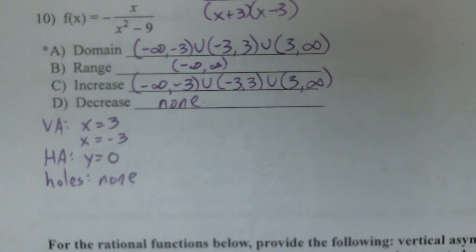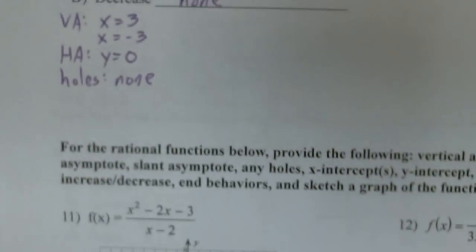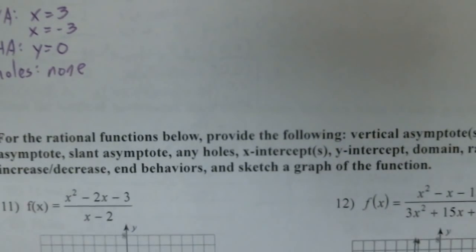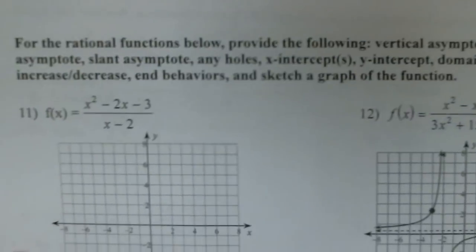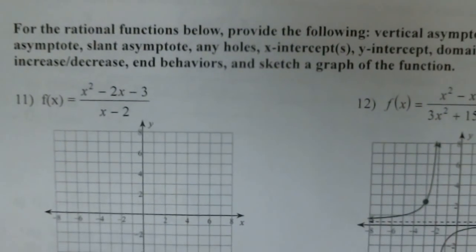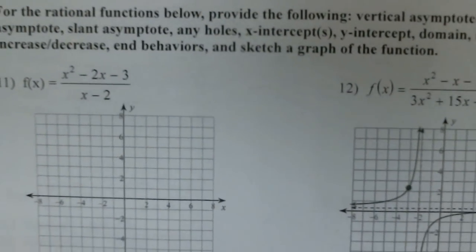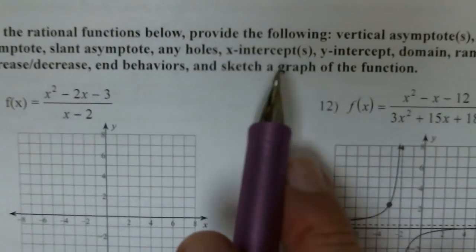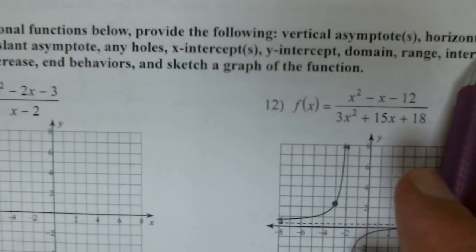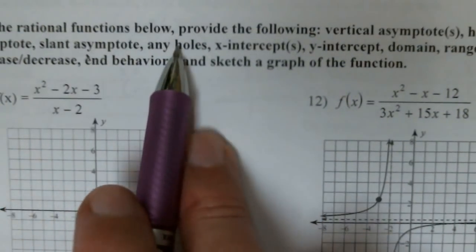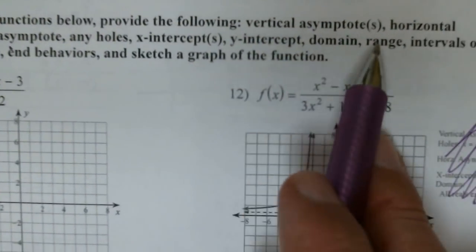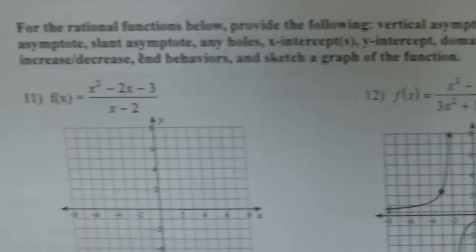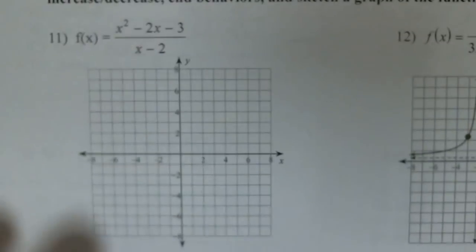Okay, so let's continue forward with the last couple of ones here. In these last couple, I'm going to give you a couple of these that are going to look like this on the quiz where you're going to have to put it all together. And you got to give me everything. You got to give me vertical asymptote, horizontal asymptote, slant asymptote, any holes, x, y intercepts, domain, range, intervals of increase, the end behaviors, and sketch a graph. So let's put it all together.